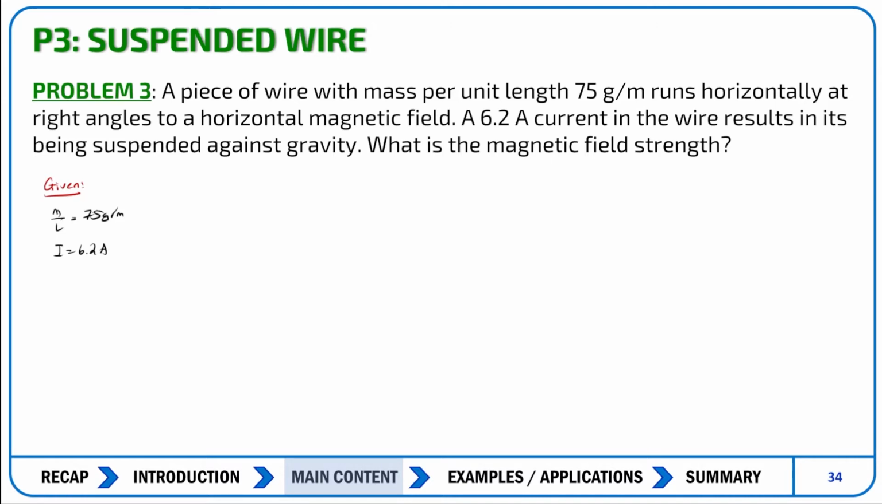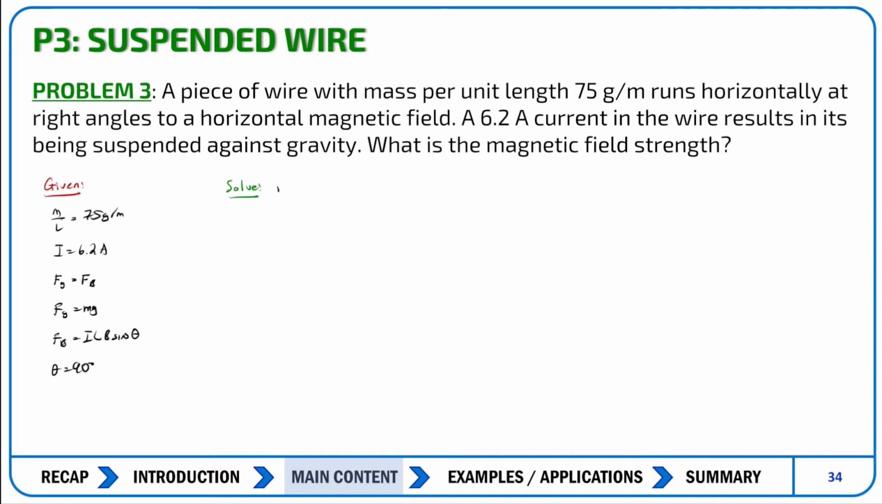So we know that there are two forces at play: Fg and Fb. Because the wire is suspended against gravity, these two forces must balance each other out. So Fg must be equal to Fb. We know Fg is equal to mg, and we know Fb is equal to, for a wire, ILB sine of theta. And we know theta is equal to 90 degrees. So now we can put everything together, starting from Fg equals Fb, and solve.